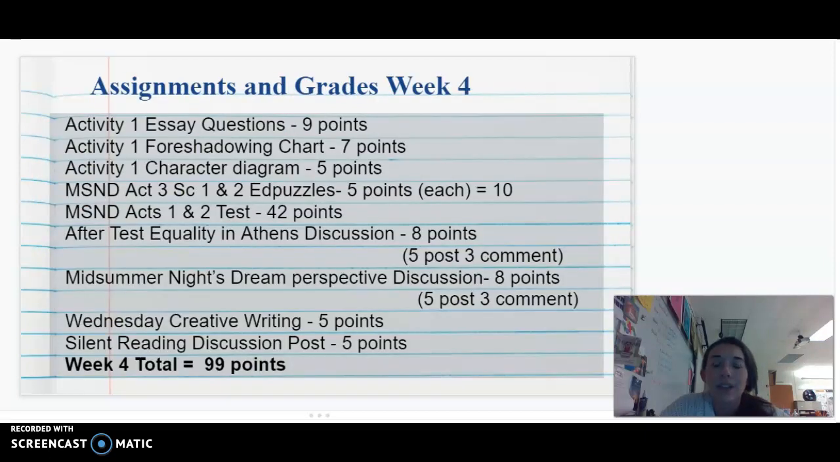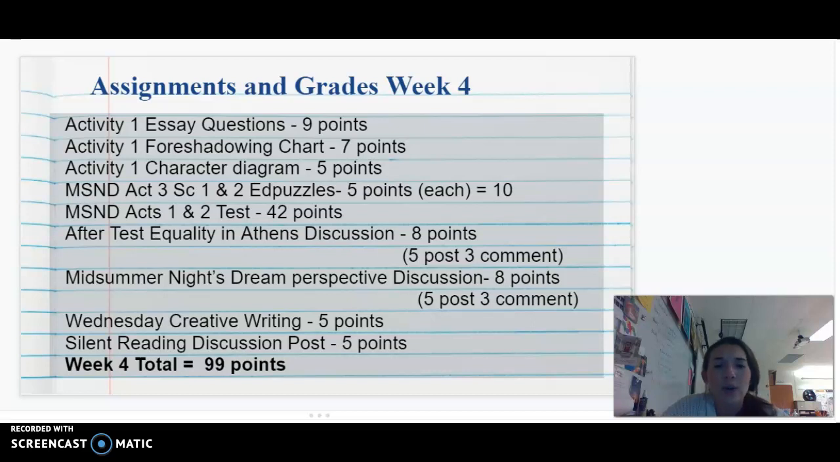This gives us an assignment breakdown for grade week 4 as Activity 1, essay questions, which are worth 9 points. Activity 1, foreshadowing chart, which is worth 7 points. Activity 1, character diagram, which is worth 5 points. Midsummer Night's Dream, Act 3, Scenes 1 and 2, Edpuzzles, which is worth 5 points each, and so therefore a total of 10 points. And Midsummer Night's Dream, Act 1 and 2, Test, which is 42 points.